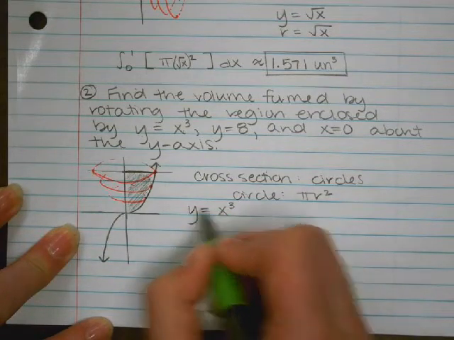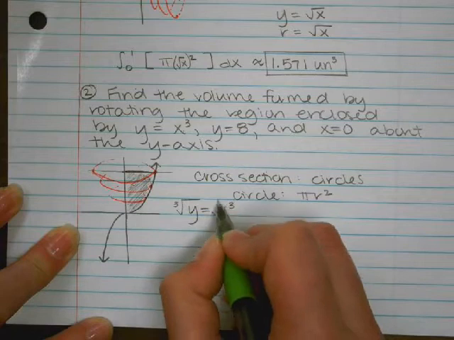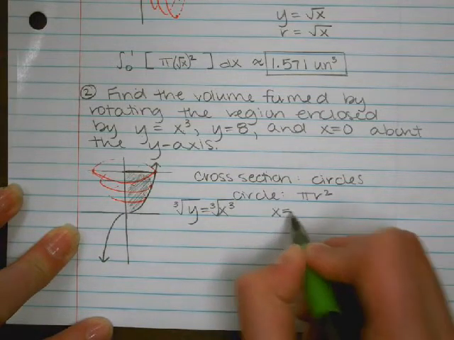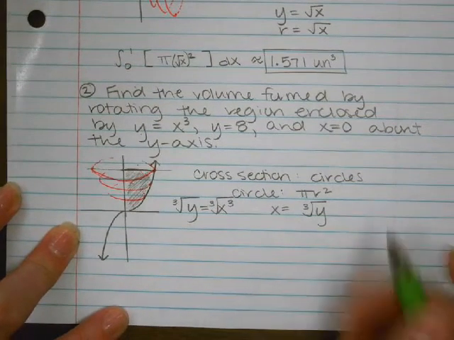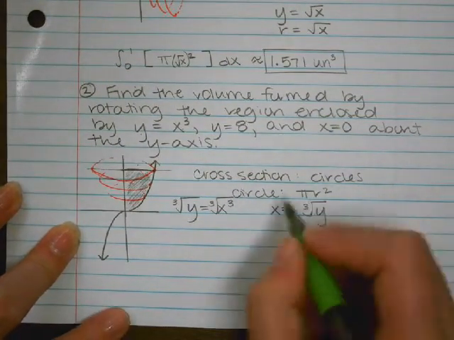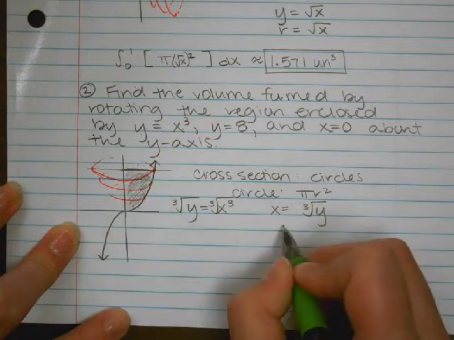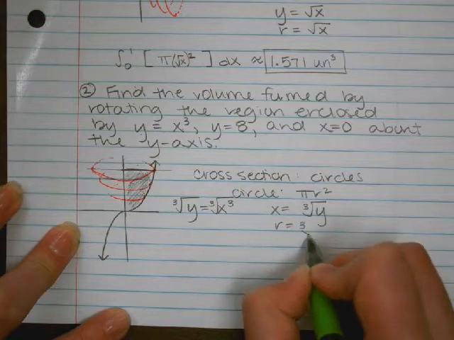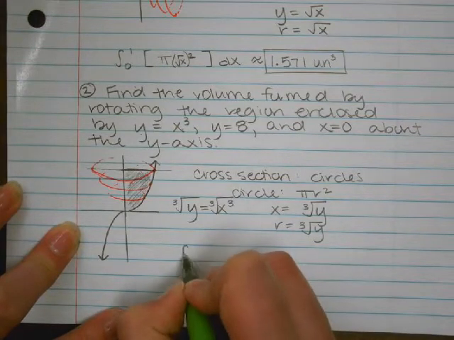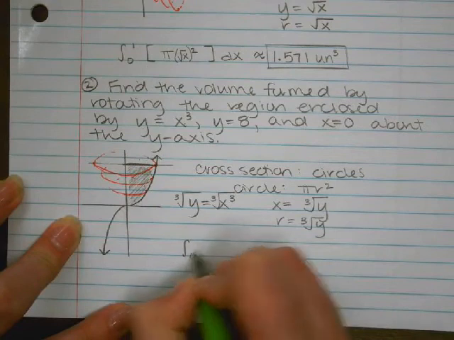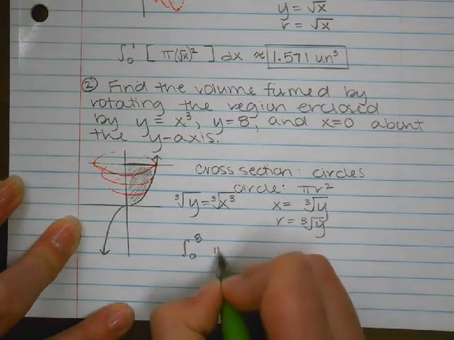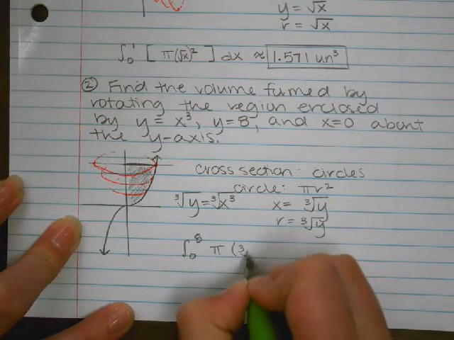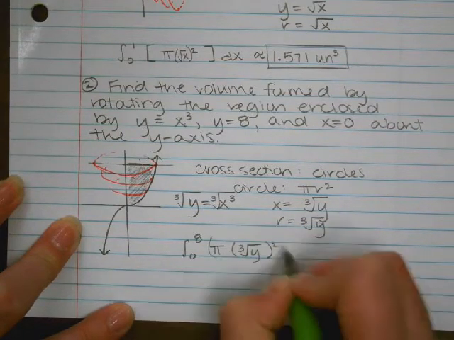So I'm going to cube root each side. That means x is the cube root of y. Now I'm ready to figure out my radius. My radius is the x coordinate I get when I plug in a specific y value, so my radius is the cube root of y. And so my integral would be from 0 to 8 of pi times r squared dy.